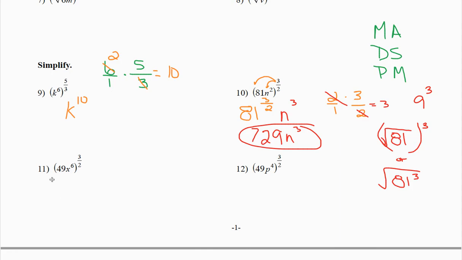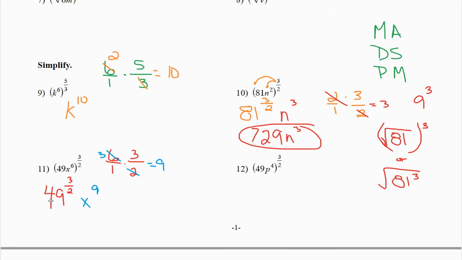Okay, let's keep working on this. So this becomes 49 to the 3 halves. And then we're going to do this multiplication again. So this becomes 6 over 1 times 3 over 2. I prefer to cross cancel. My 2 goes into 6 how many times? 3 times. And then 3 times 3 is 9. So this becomes x to the 9th power. That kind of looks like an A. There we go.